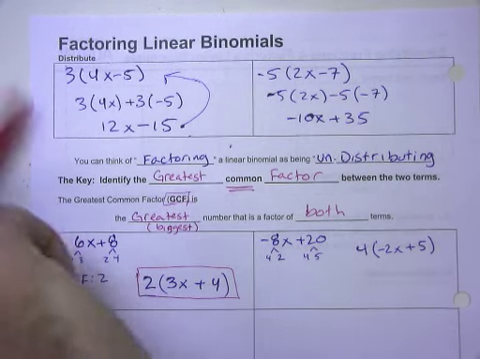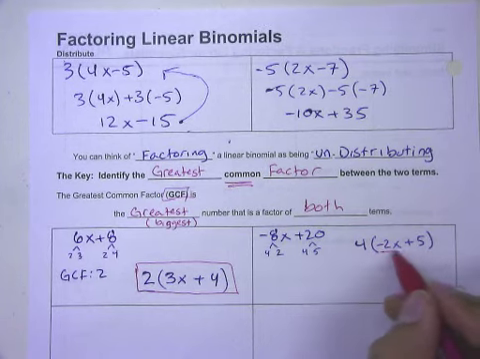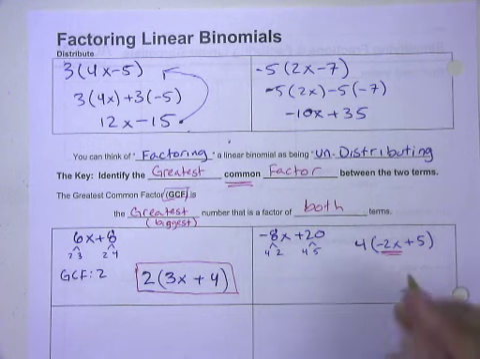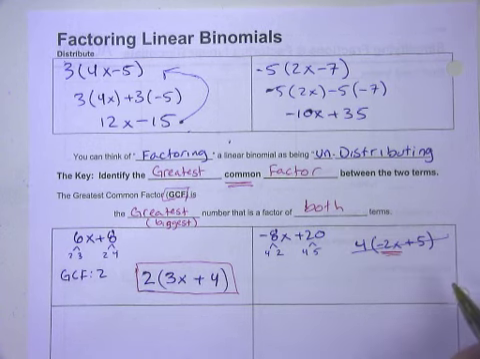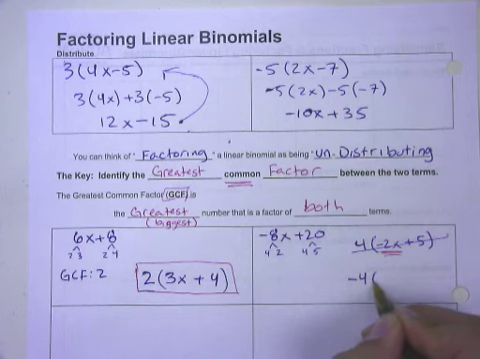Now here's the problem though. This isn't wrong, but it's not a good answer. And it's not a good answer because we really prefer to have this first term, that x term, that variable term, we want to have that be positive. So rather than just factoring out a 4, which would leave me with a negative there, I'm going to factor out a negative 4.